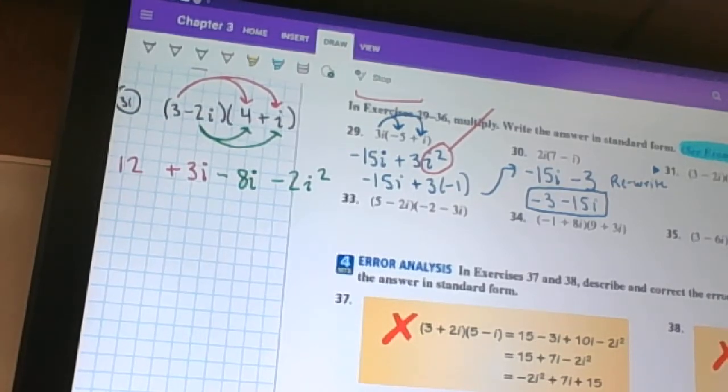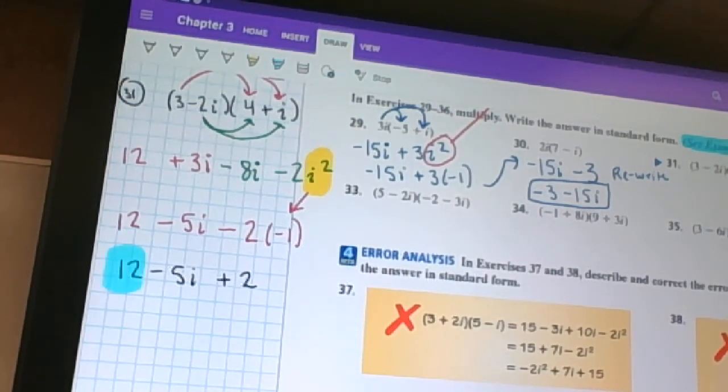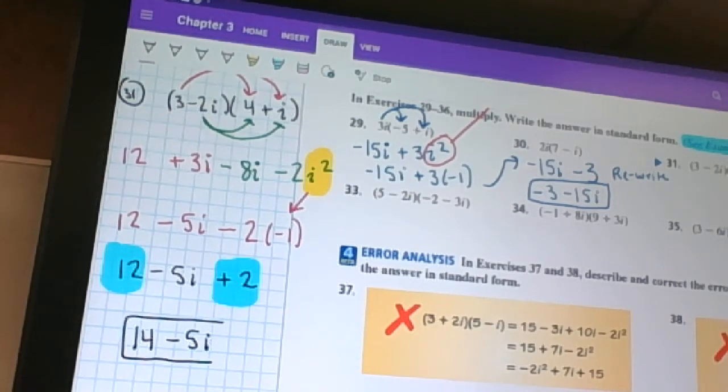So same as x, I'm going to combine like terms: 12 minus 5i. But right here, I'm going to take i squared out and put negative 1 in. By definition, i squared is negative 1. So negative 2 times negative 1, negative times negative is a positive. And then I'm going to bring these constants together, the real parts together, the 12 and the 2, for my final answer: 14 minus 5i. Complex number.